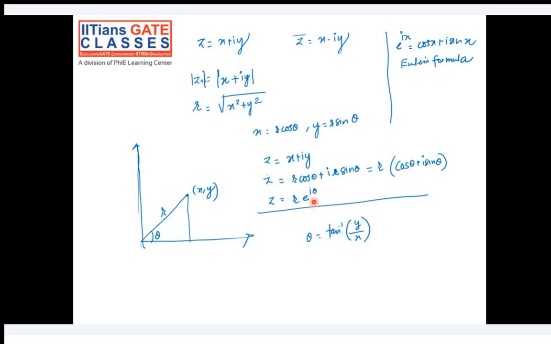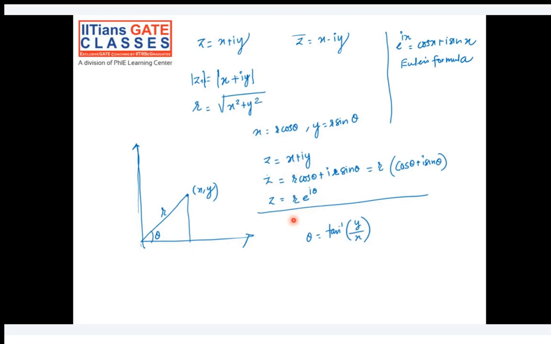So in short, a complex number you can write as x plus iy, or you can write it as r cos theta plus i times r sine theta, or you can also write it as r times e to the power i theta. So these are the varieties by which we can represent a complex number. You can represent it in a Cartesian coordinate system or in the polar coordinate system as well.